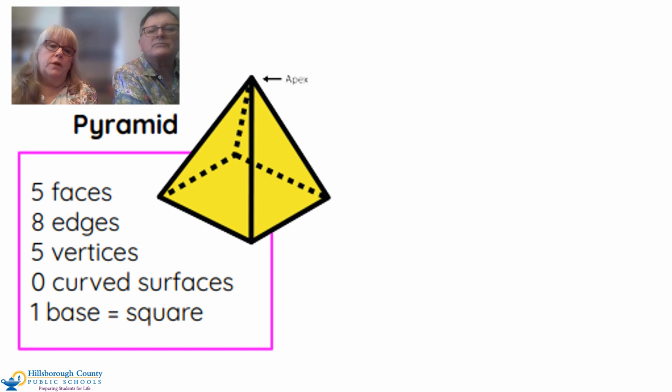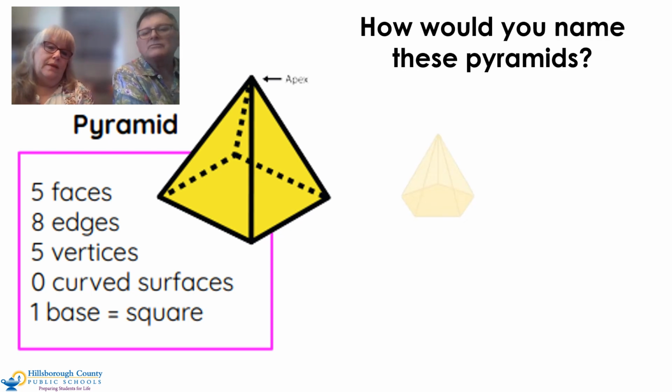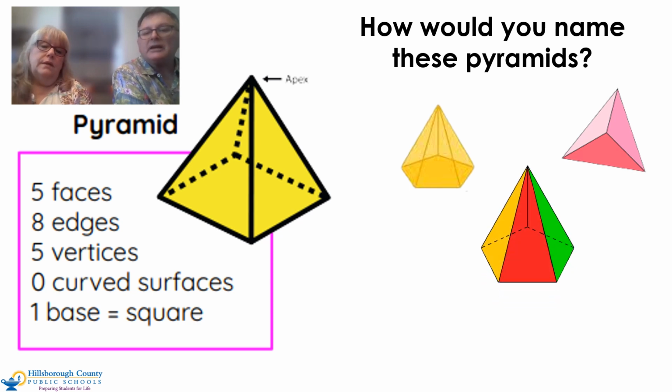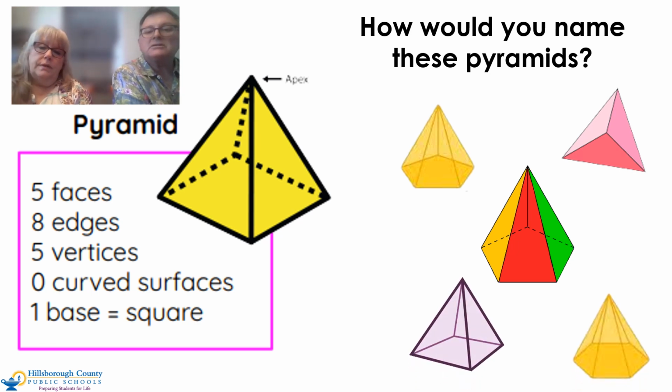And we have pyramids. So be thinking about how you would name the pyramids. If we're naming them by their bases, what would this one be called, Daryl? A pentagonal pyramid. And here's a triangular pyramid. A square pyramid. And I believe a hexagonal pyramid.